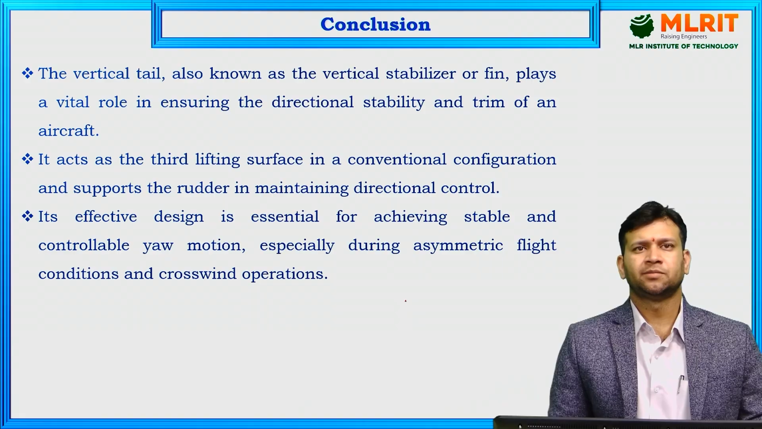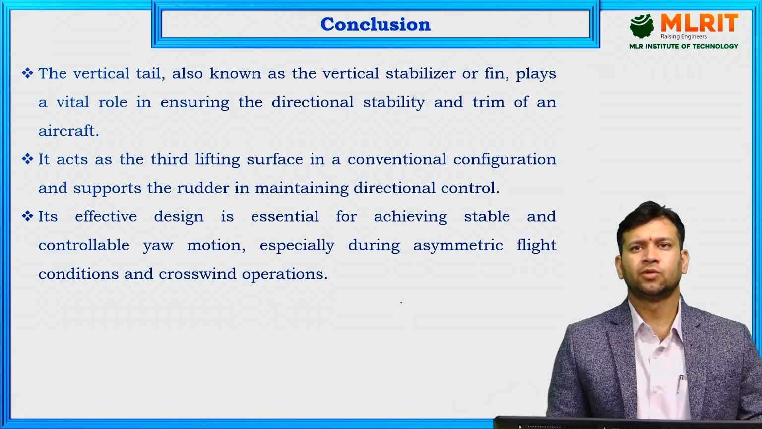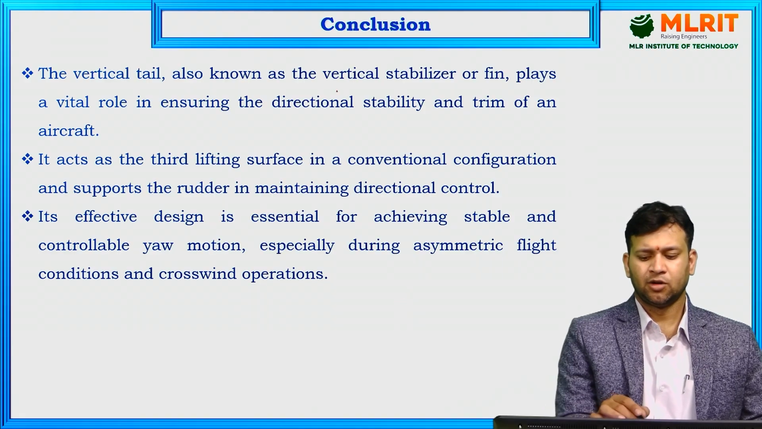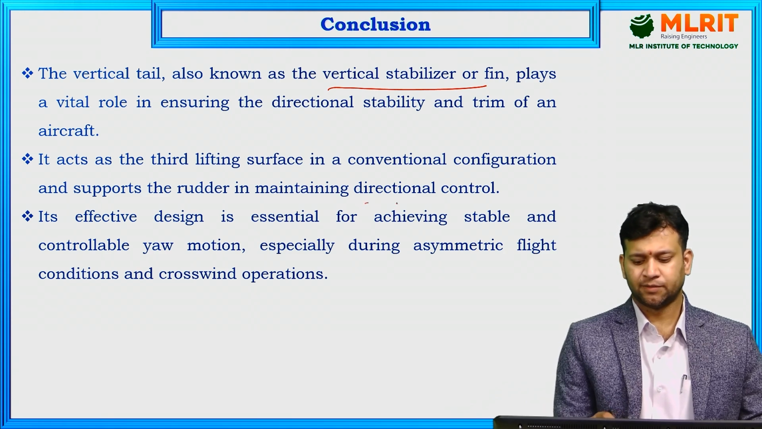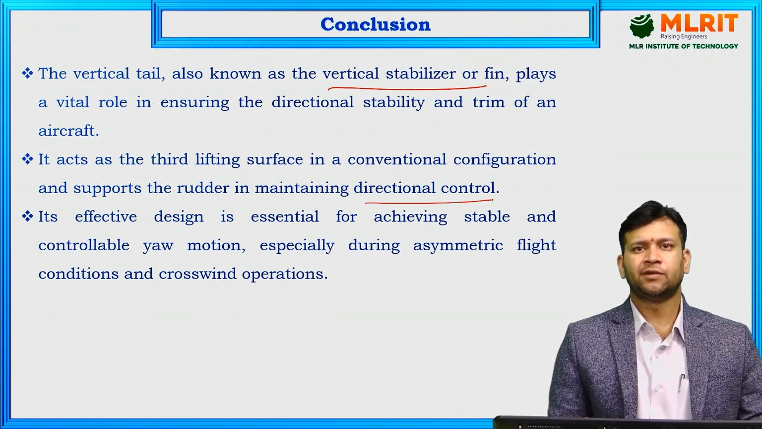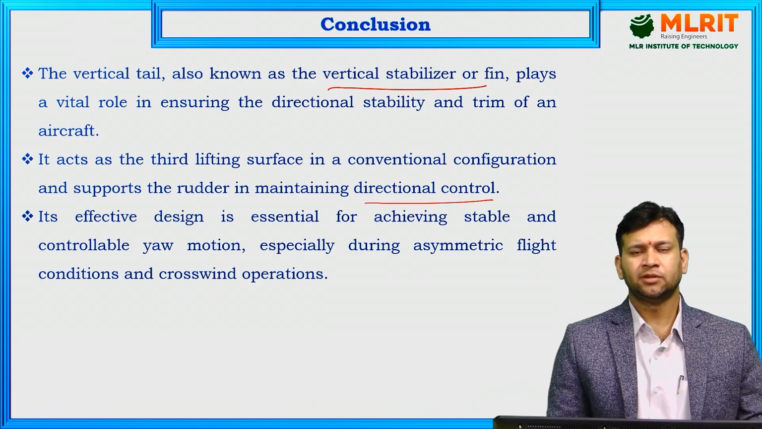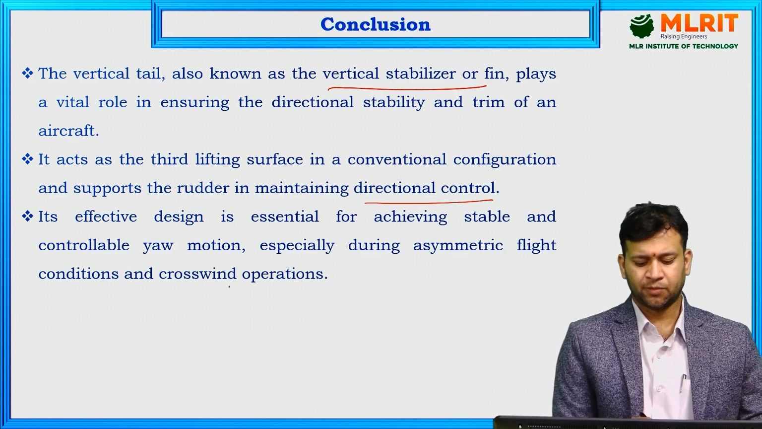Conclusion of this lecture: the vertical tail, also known as the vertical stabilizer or fin, plays a vital role in ensuring the directional stability and trim of an aircraft. It acts as the third lifting surface in a conventional configuration and supports the rudder in maintaining directional control. Its effective design is essential for achieving stable and controllable yaw motion, especially during asymmetric flight conditions and crosswind operations.